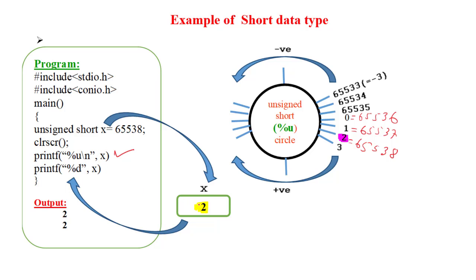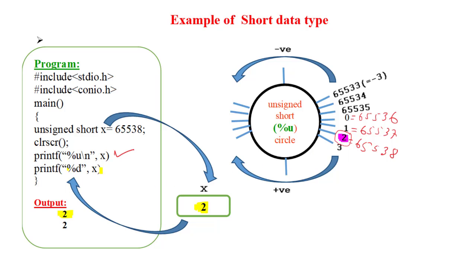In that memory location it is 2, and we want to get the data identified by the format specifier %u. It will check whether this data 2 is there in the unsigned circle or not. So it will check this circle whether the data 2 is there or not. Yes, the data 2 is there in the circle. This is that data. So it will print 2 as output.